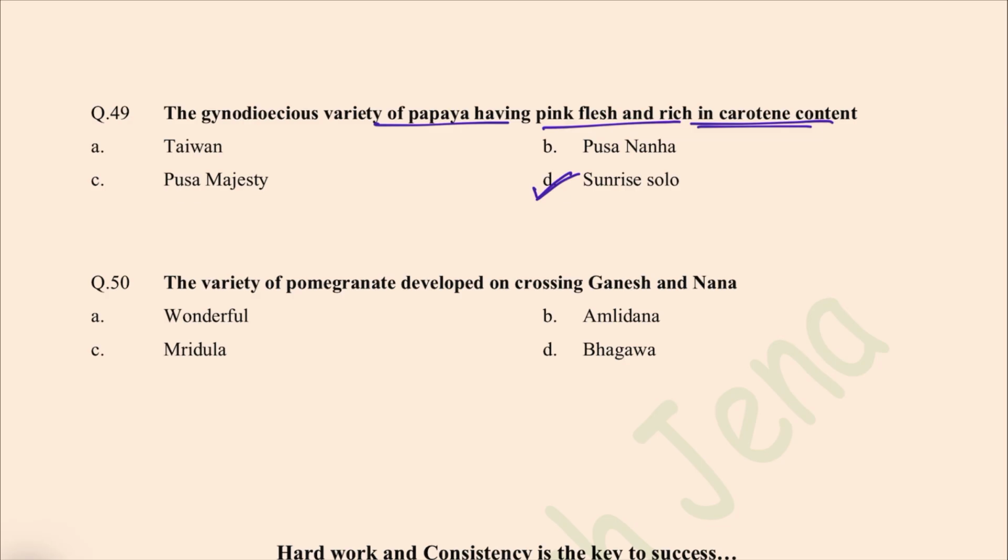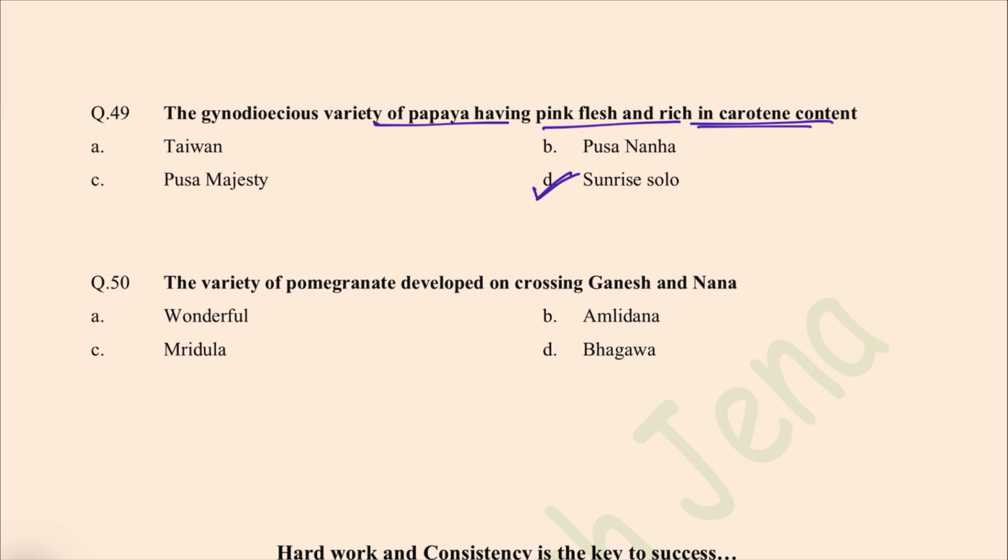Okay. Taiwan is a red fleshed gynodioecious variety. Pusa Nanha is a dioecious dwarf variety suitable for high density planting. Pusa Majesty is a dioecious pest tolerant variety. Sunrise Solo, whereas, is a gynodioecious variety with pink or reddish orange flesh and rich in carotene.